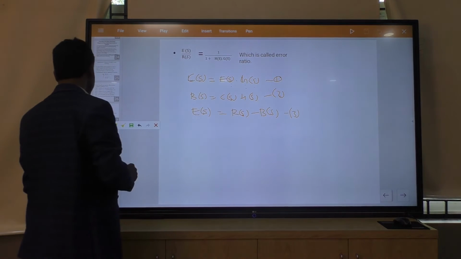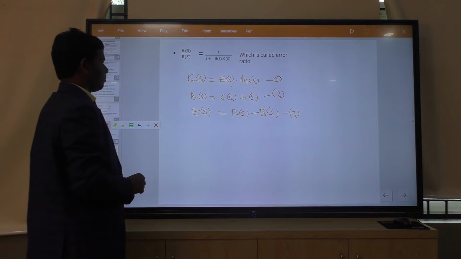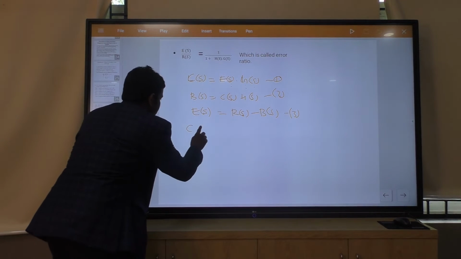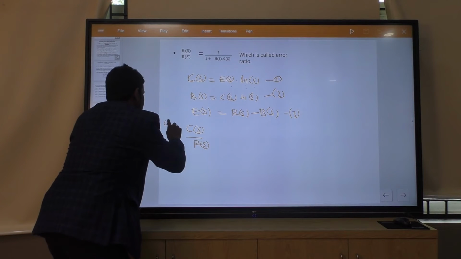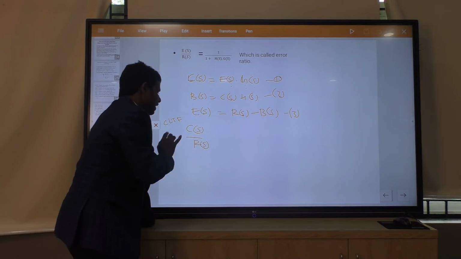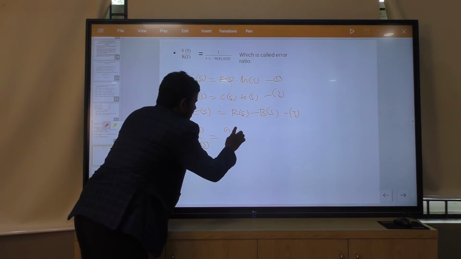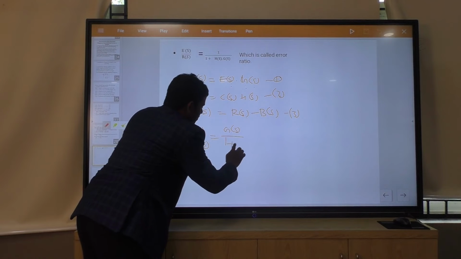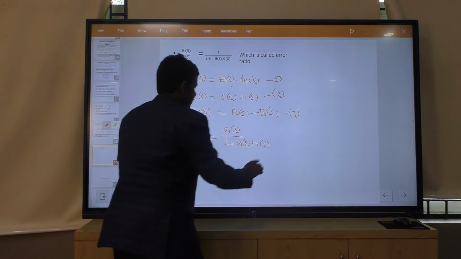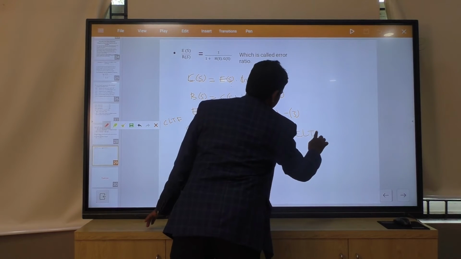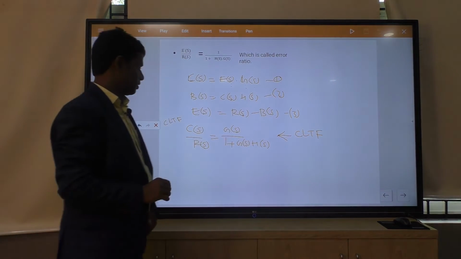Equation 3 here. Okay. But what is CS by RS that we found? CS by RS is the closed loop transfer function. We found it for negative feedback. It will be GS by 1 plus GS into HS. This is the closed loop transfer function. Okay.